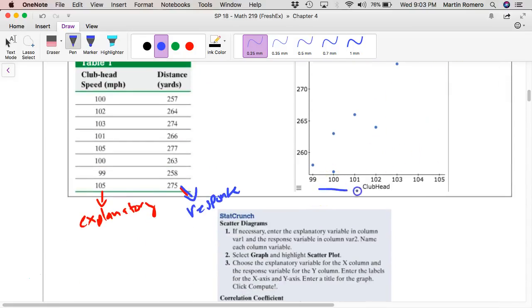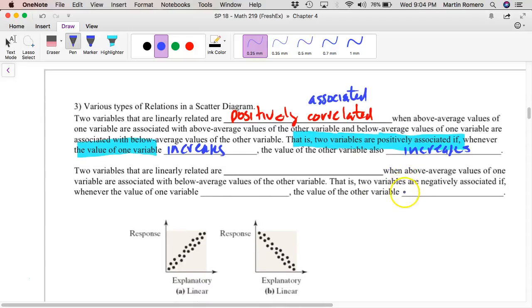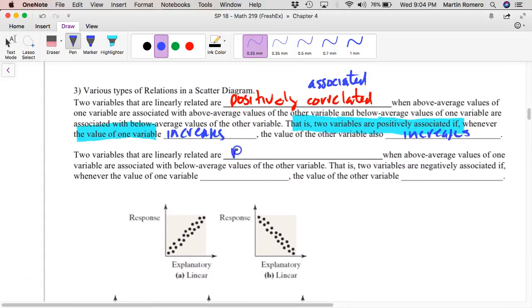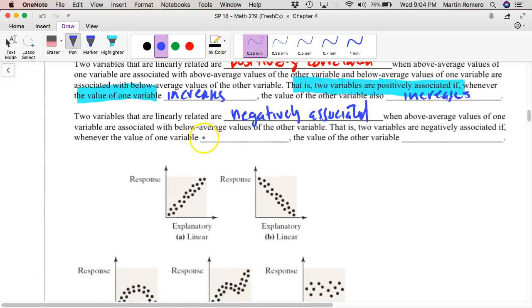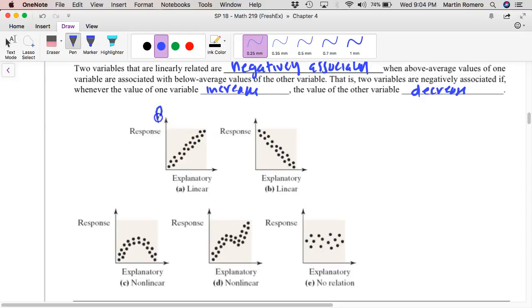Look at it: as the values increase this way, these values increase. They get higher. That's why it would be positively associated. And the same is true, they are negatively associated when, as the value of one variable increases, the other variable decreases. You can see an example here. This would be positive right here, and this would be negative.